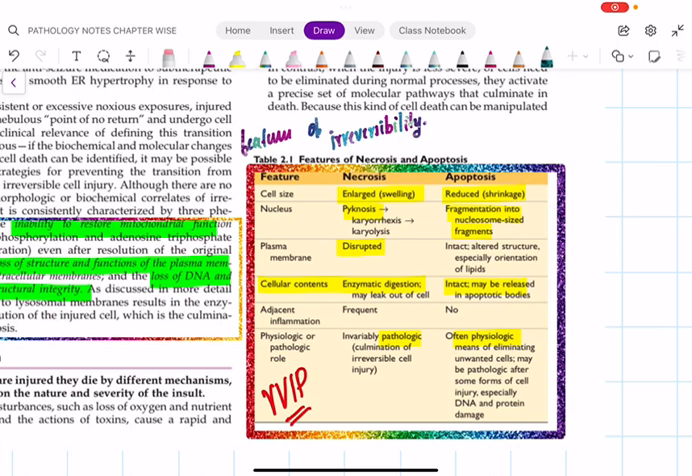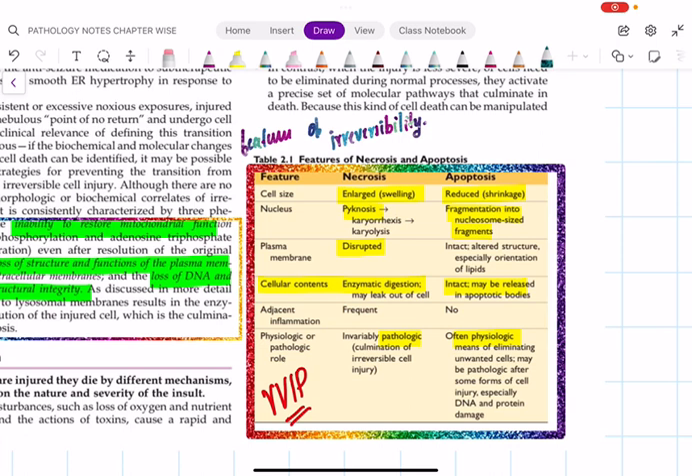This table you should know. Now I will be telling only about necrosis. In necrosis, the cells are going to enlarge or swell, like in our reversible cell injury. What will happen to the nucleus? The nucleus will undergo three phenomena. We call them pycnosis, karyorrhexis, and karyolysis. I will explain each term, no worries.